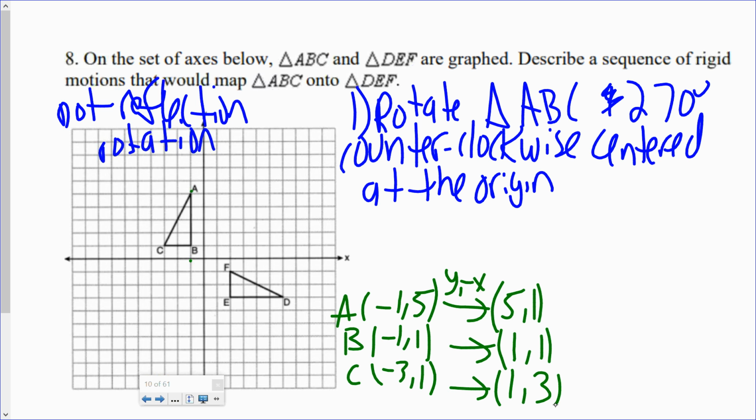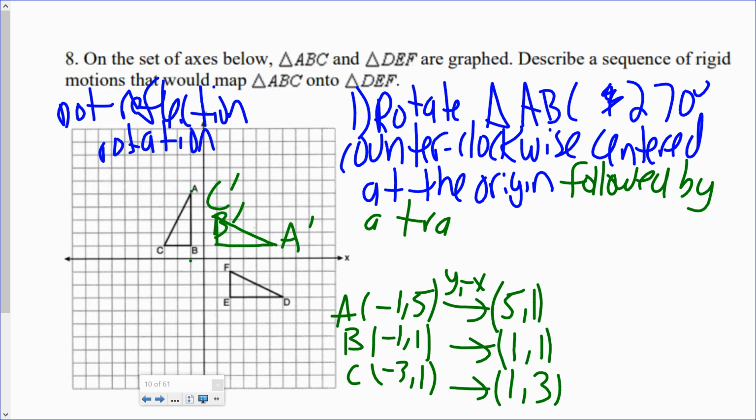Plot the new points: A prime, B prime, C prime. Now that I did the rotation, it's followed by a translation, so it's 1 right and 1, 2, 3, 4 down.